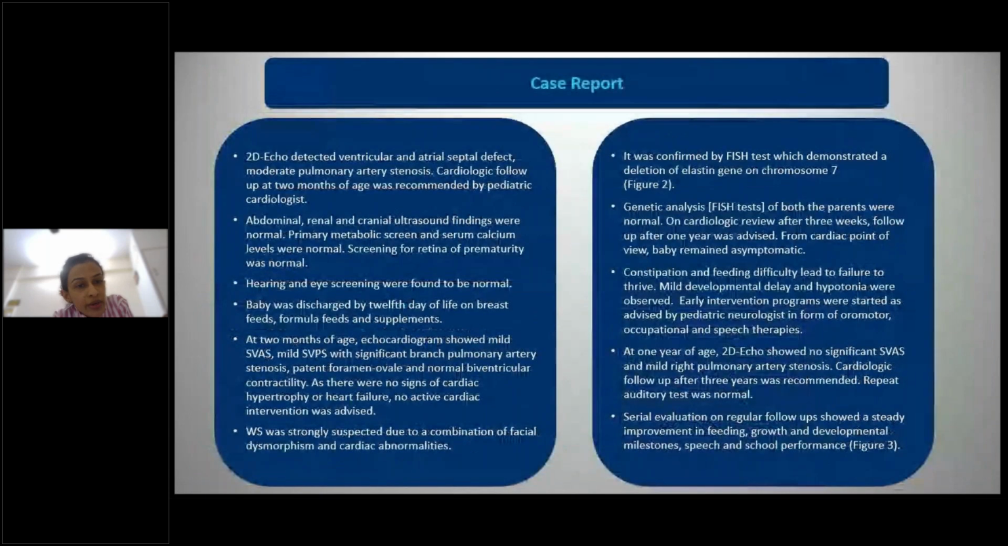Thank you. 2D echo detected ventricular and atrial septal defect and moderate pulmonary artery stenosis. Cardiologic follow-up was advised at 2 months of age by the pediatric cardiologist. So there was now an involvement of a multidisciplinary team approach here. Besides the neonatologist, there was an involvement of a pediatric cardiologist as well, because of the signs and clues we got at the time of birth.